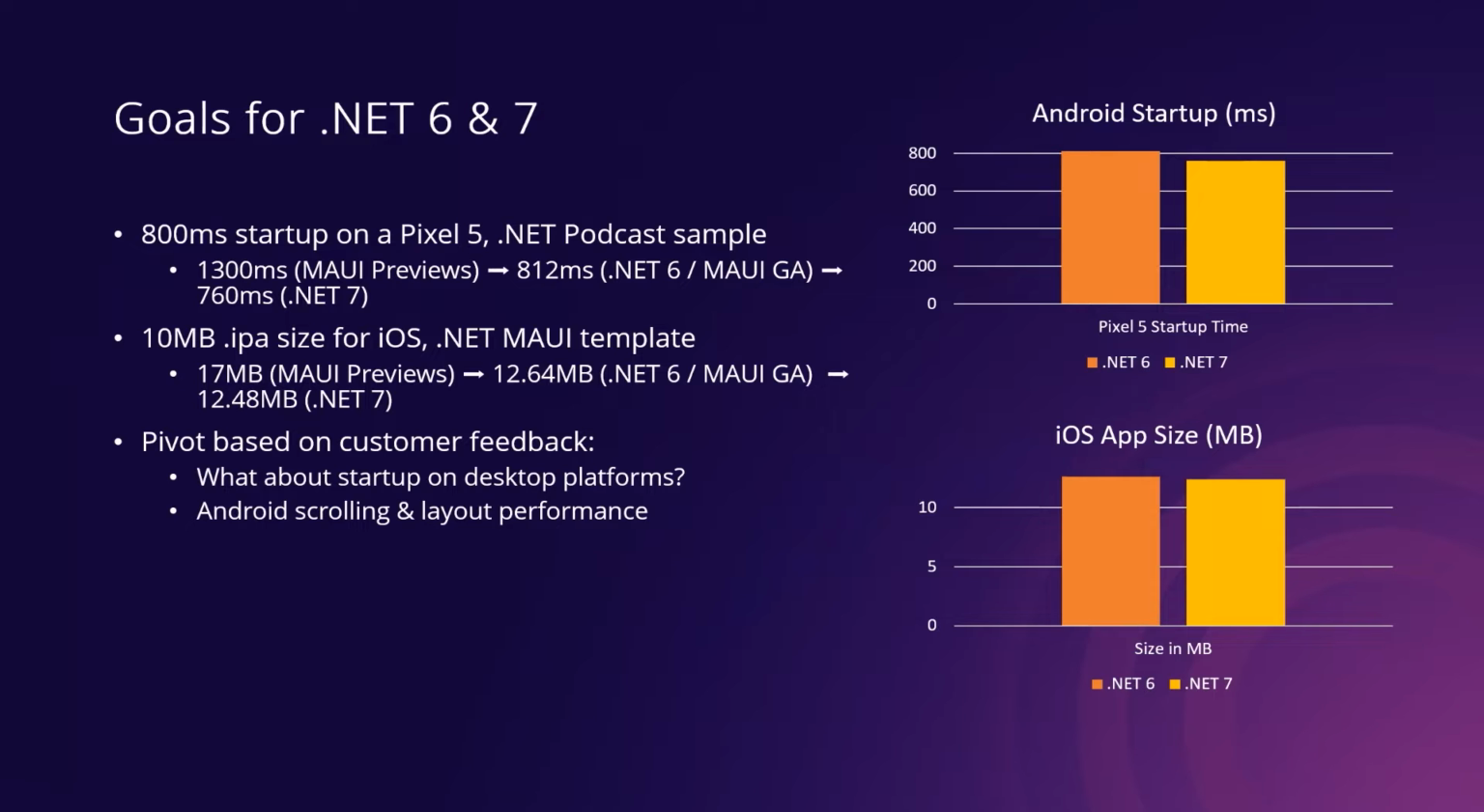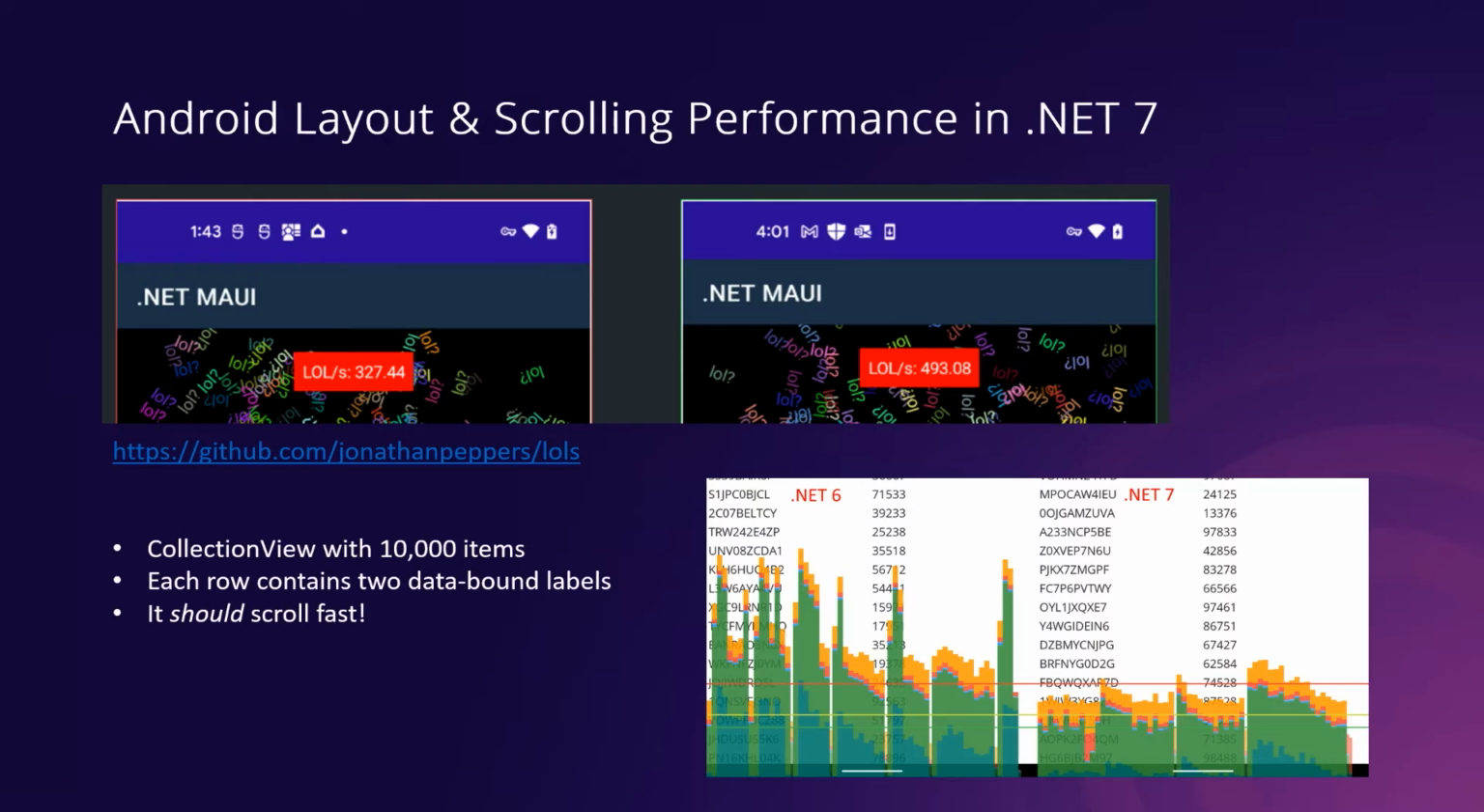But as we moved to work on .NET 7, we had customer feedback that we needed to focus on different things, right? Customers said, okay, yeah, mobile. What about desktop? What about desktop startup? And then also we had a lot of comments about Android scrolling and layout performance. And so instead of focusing more on these numbers, we focused on some of these other concepts at the same time. Now, we still ended up making some improvements in 7. So you're going to get faster startup, smaller apps. But I think we really did focus on the right things in this release. So let's go into that.